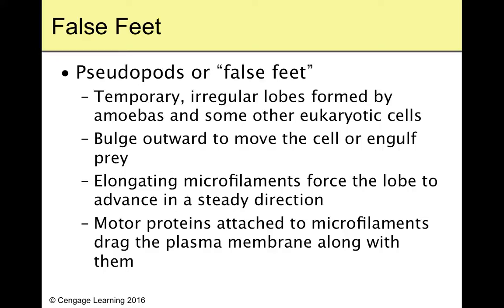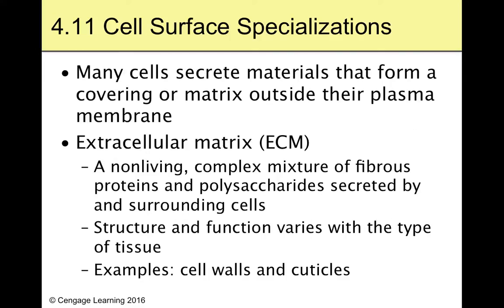And then we have elongating microfilaments. So we're aware of microfilaments at this point. They force that lobe to just push out in a steady direction. And then these little motor proteins that are attached to microfilaments are going to follow behind and drag that plasma membrane with them. And so we can really get this creeping amoeboid motion of amoebas, and just a few other protists can do this as well. So it's kind of a cool example of moving a whole cell.